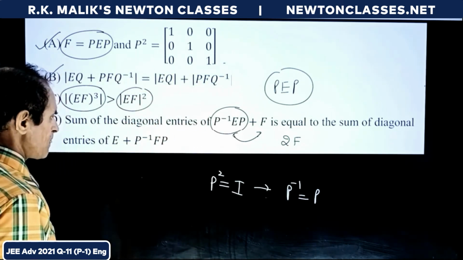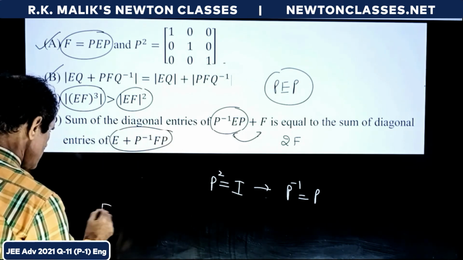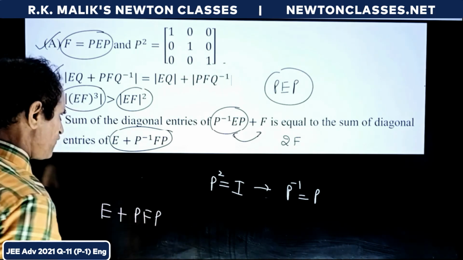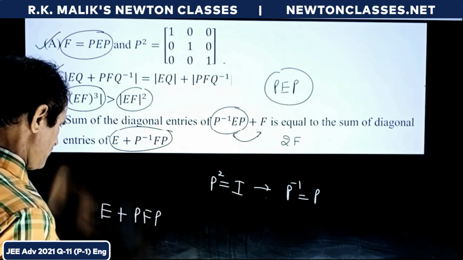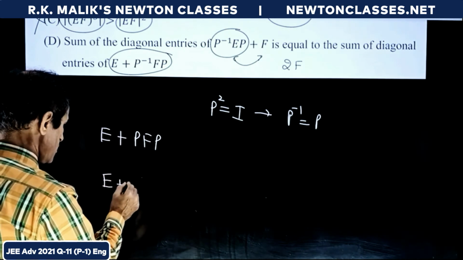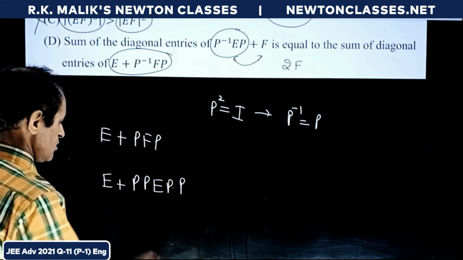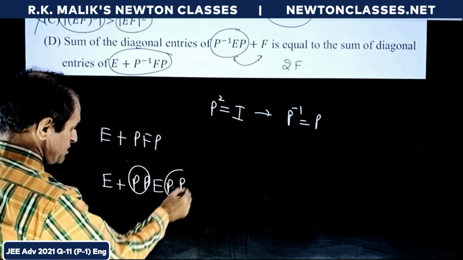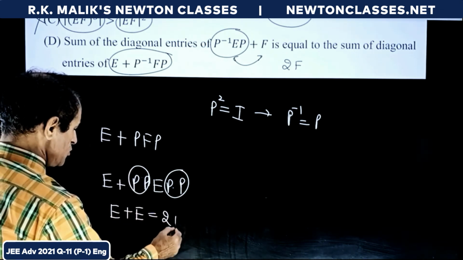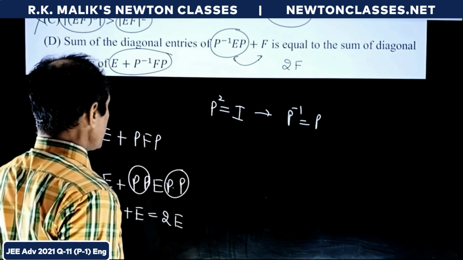And further, this is E plus PFP because P inverse is P. And putting the value of F, this is also I, this is also I, therefore it becomes E plus E, that is 2E. That is, this becomes 2E and this becomes 2F.